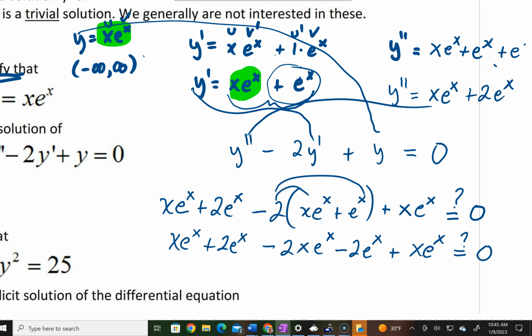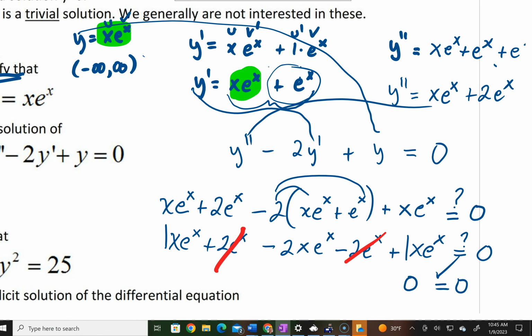And the hope is, does this really work out? Well, look at this. 2e to the x and a minus 2e to the x. That just wipes out to 0. And then look at this. 1e to the x, x e to the x plus 1x e to the x is a 2x e to the x, minus 2x e to the x. We get 0. It worked.